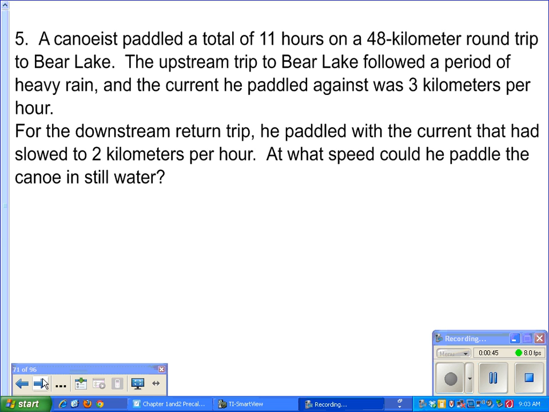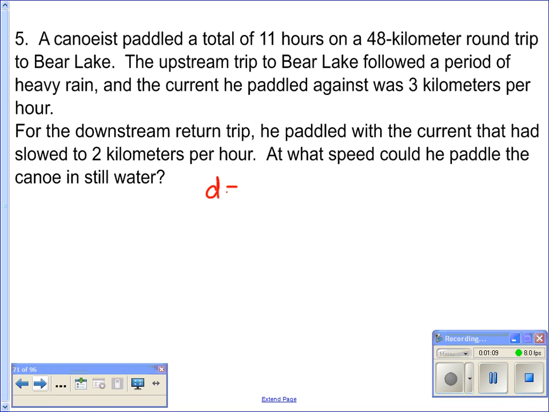So what happens is when he's going upstream, he's paddling against a current that's slowing his speed in still water down by that 3 kilometers. And then on the way back, it's sort of helping him. So the way I would set this one up to get started is, or let's review something really quick first. There's a formula that's going to help us here, and it's distance is equal to rate times time. Basic formula we've known for a while.